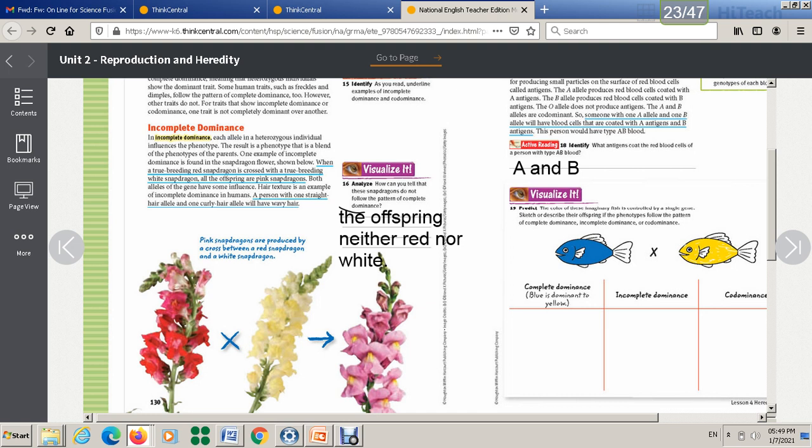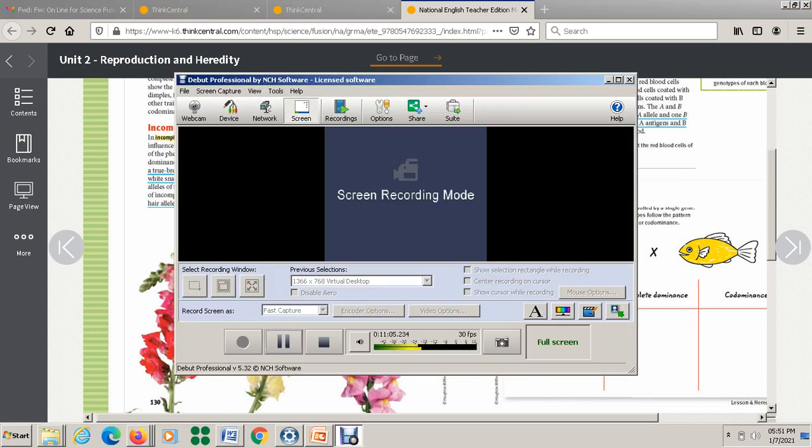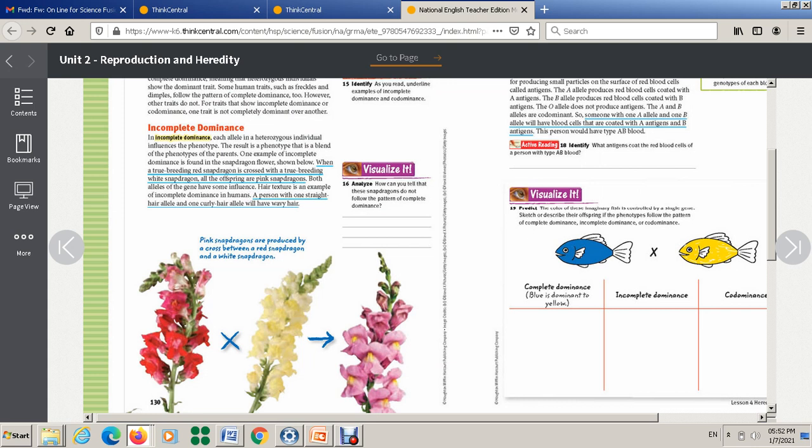What about if it's complete? Blue is dominant to yellow. So if these two breed together, what are the offspring? Let's write for this one. For the first one, if blue is dominant to yellow, it gives what? Blue. Okay, it's heterozygous, it has B and Y.